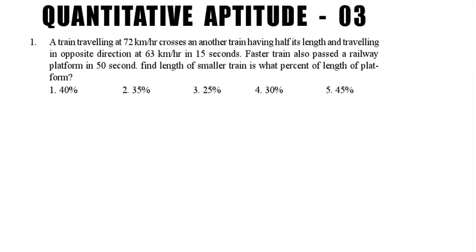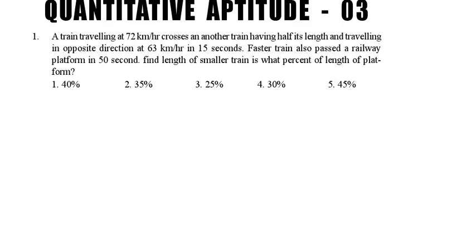Third paper, first question. A train traveling at 72 km per hour crosses another train having half of its length and traveling in opposite direction at 63 km per hour in 15 seconds. The faster train also passed the railway platform in 50 seconds. Find the length of the smaller train is what percent of the length of the platform.